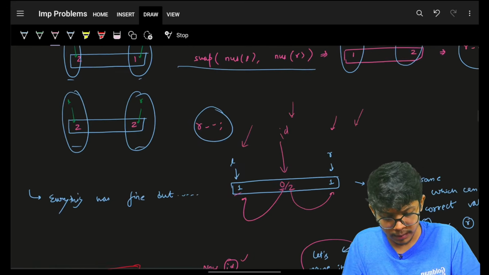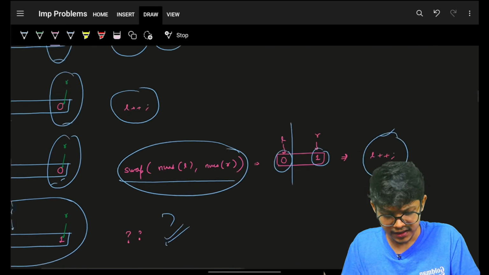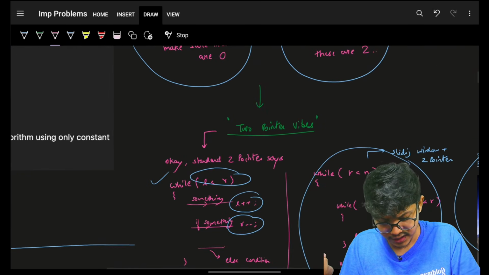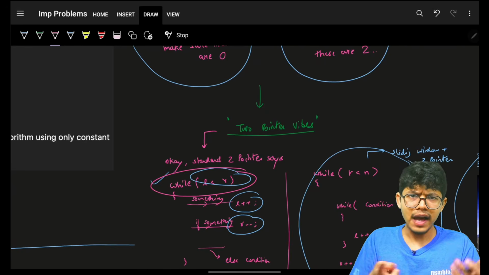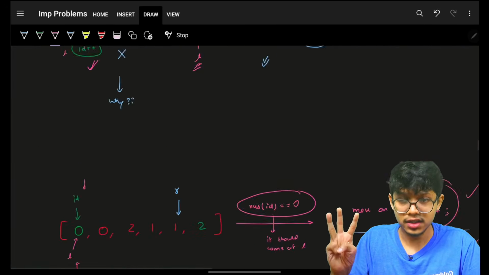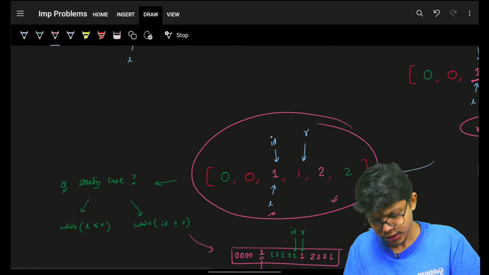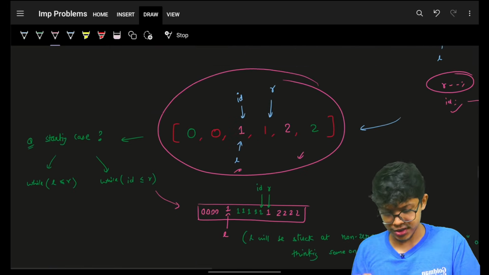Earlier, if you remember, I was starting with while L is less than R, the standard two pointers. Usually we have this kind of two pointers, but what is the condition here? How should I start, because now I have three pointers? So okay, let's solve all these questions.